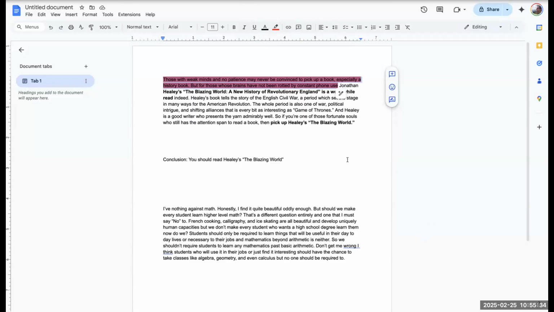Healy's The Blazing World is a worthwhile read indeed. Well, that's not rhetoric, but we've already put it there. That's in our conclusion. We don't need to think about it again. Healy's book tells the story of the English Civil War. That's just telling us what the book's about. A period which set the stage in many ways for the American Revolution. Well, now this sentence here, that's actually giving us a reason, right? You might think it's a good reason, you might think it's a bad reason, but this is a reason, right? And so if we want to be lazy, why not be lazy, right? We'll just cut and paste, right?